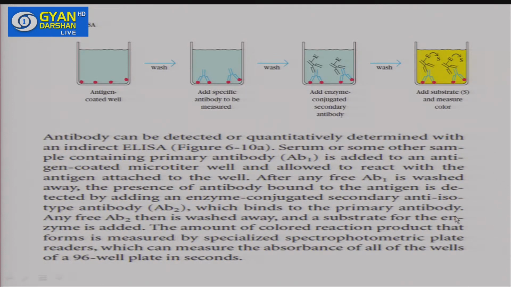Now what happens here? The serum or some other sample containing primary antibody is added to an antigen coated microtiter well. So here it's a microtiter well and antigen is coated. Then after any free antibody is washed away, the presence of antibody bound to the antigen is detected by adding an enzyme conjugated secondary anti-isotype antibody which binds to the primary antibody. Any free antibody is then washed off, and the amount of colored reaction product is measured by a spectrophotometric plate reader. So in this case, antigen is coated and you add the antibody.